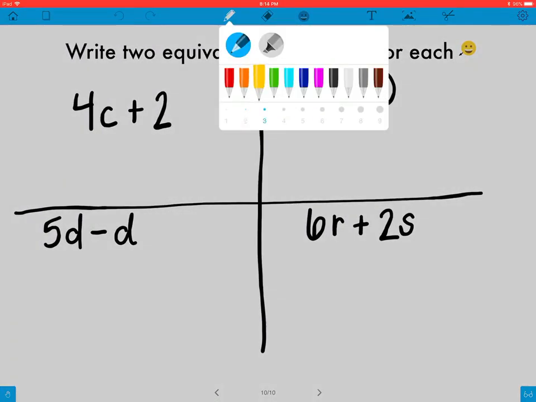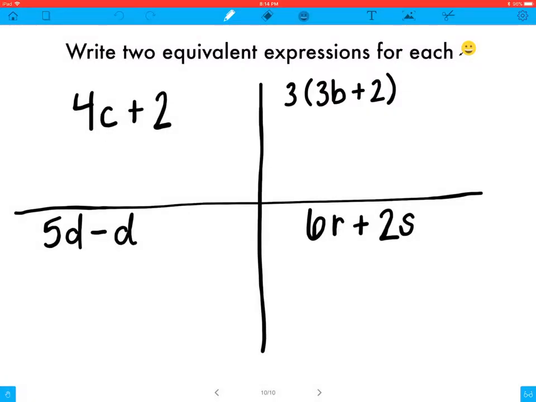So let's write 2 equivalent expressions for each of these. So 4c plus 2. Now I could do c plus c plus c plus c plus 2. That works. I could also do, well, I could do 2c plus 2c plus 2. I could do that as well. And I could even use the distributive property on that one.